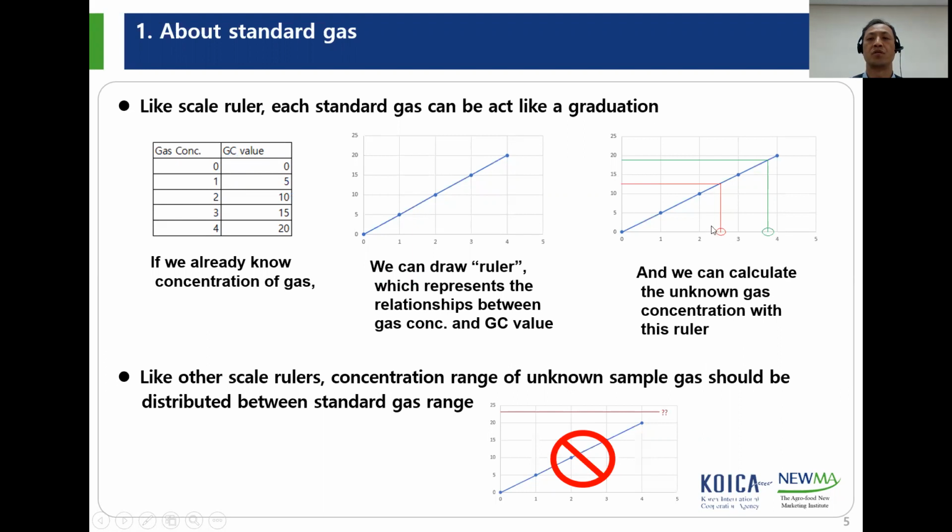This one is an unknown gas concentration, but you know the GC value. Like other scale rulers, the concentration range of the unknown sample gas should be distributed within the standard gas range. So we can calculate this unknown sample. The sample should be inside the standard gas range.